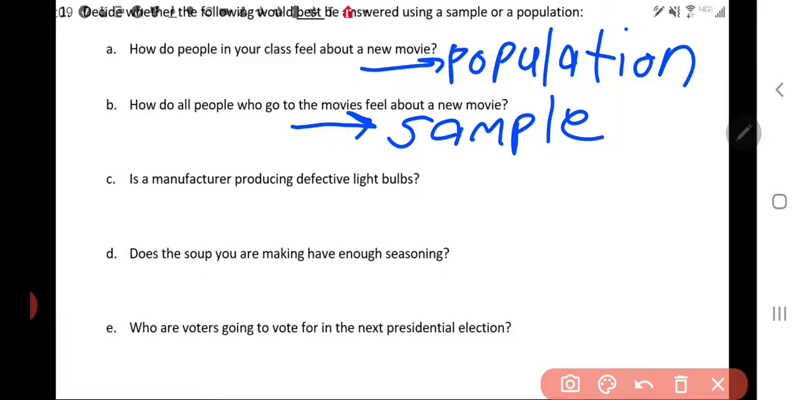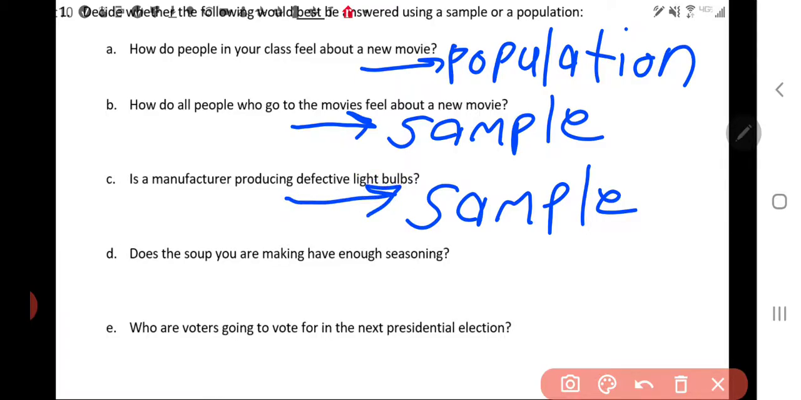Next one is part C. It says, is a manufacturer producing defective light bulbs? This, I would argue that you can have as a sample. So it depends also on the size of the company, but let's say this is a huge company. So if they're making thousands upon thousands of light bulbs, you might want to just take a group of 100 of them, or maybe 200 of them, and see how many out of the 100 are defective, yes or no. If it is a large percentage, that would mean that they're defective and they should change their product. But a sample would be more cost effective.